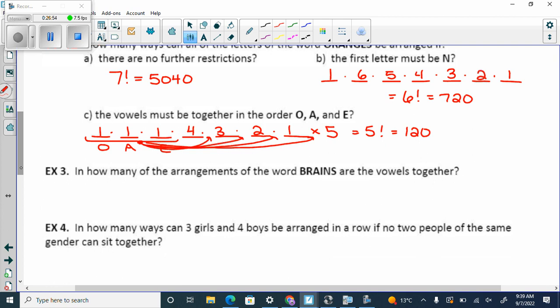Then we have the word, and how many of the arrangements of the word brains, B-R-A-I-N-S, there's 6, are the vowels together? There are 2 vowels. So we go 1, 2, 3, 4, 5, 6. Now we have to hook together the vowels. There's 2, then 1, then 4, 3, 2, 1. And then I have to multiply it by what? 5. Always one more than the number after they're hooked together, right? So it's 2 times 5 factorial, which is 240.